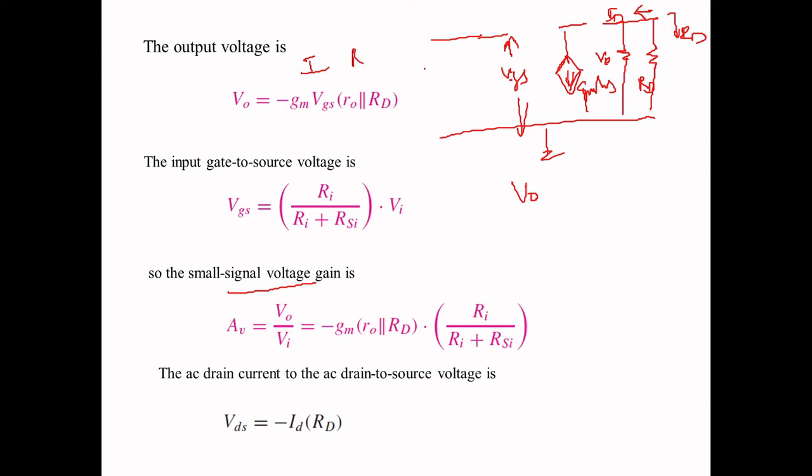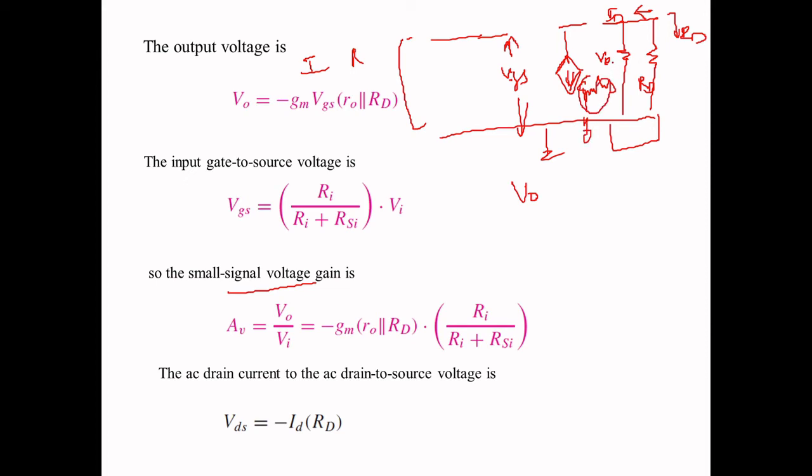What is the R? When you are finding R, you want to short circuit the input terminal. So VGS will become 0, which means this current source also will become 0. So the output resistance is R naught parallel to RD. Clear now? When you are finding the output resistance, you consider the input short circuited. That means VGS will become 0 and this term also will become 0.